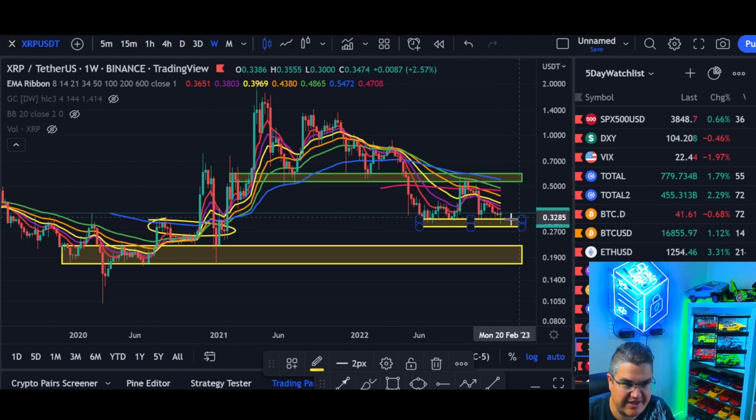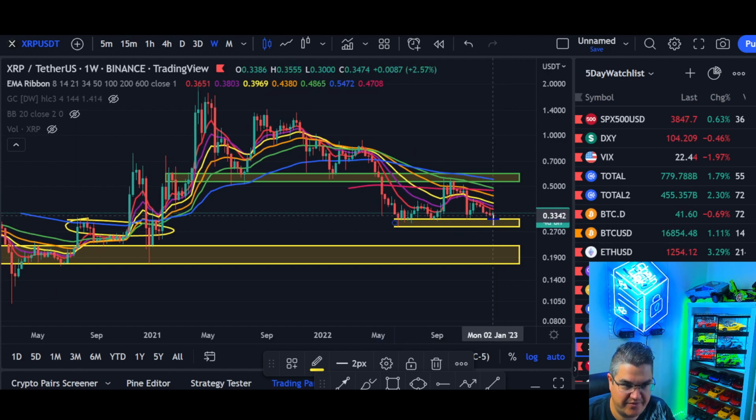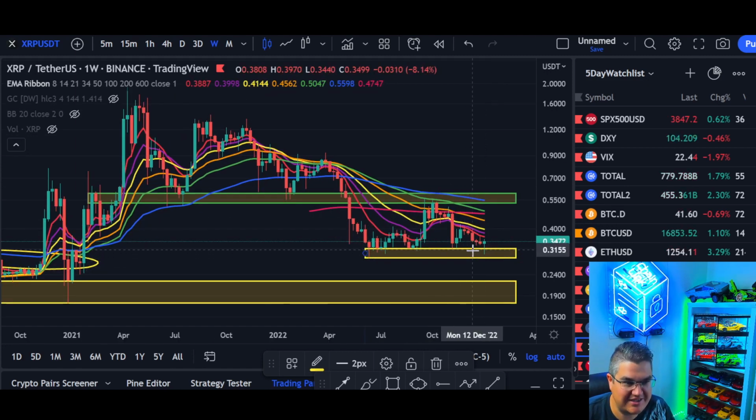If you wake up and see XRP at whatever price, you can feature this, write these levels down. These are the most important levels. We've been playing with this level since June, so keep this in mind. This is a huge level. We do not want to break 30 cents with a closing candle on the weekly.